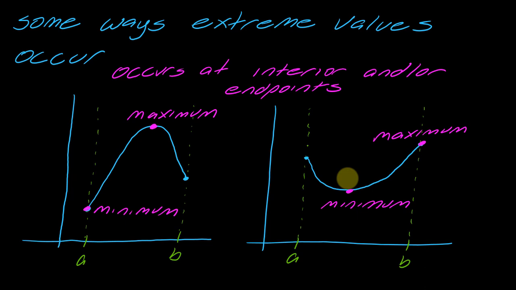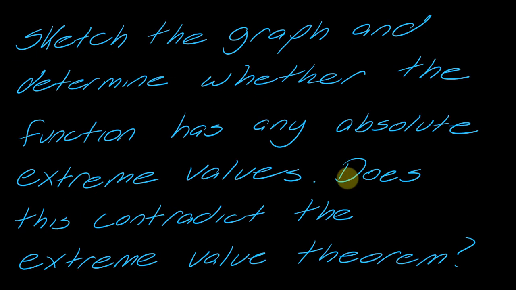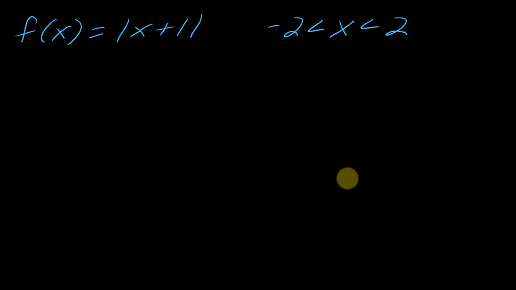Now, I want to take a moment here to take a look at a few exercises that really explain the extreme value theorem. So what I want you to do is sketch the graph and determine whether the function has any absolute extreme values, and whether this contradicts the extreme value theorem. So let's start with this first function. What I want you to do with the examples that I'm going to show you is actually draw out the function. So I'll use the white color here, and let me draw this out.